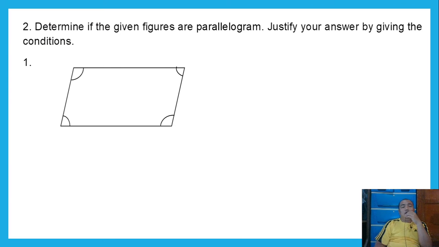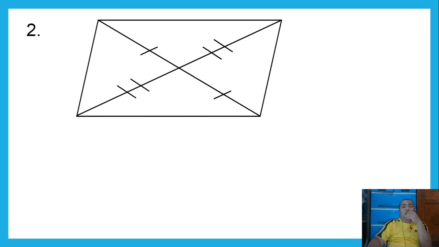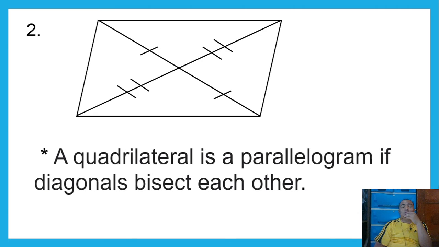Number 2, determine if the given figures are parallelograms. Justify your answer by giving the conditions. Number 1, yes, the quadrilateral is a parallelogram if both pairs of opposite angles are congruent. Number 2, diagonals bisect each other. A quadrilateral is a parallelogram if the diagonals bisect each other.